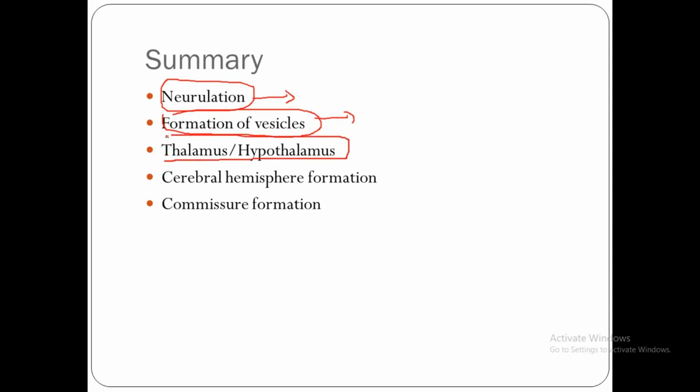We also talked in some detail about the development of the thalamus and hypothalamus, and how the alar plate is divided into a dorsal part, the thalamus, and a ventral part, the hypothalamus. Then the telencephalic vesicles convert into the cerebral hemispheres. And the last part we talked about is the formation of the commissures. This is all about the development of the nervous system, part 1.